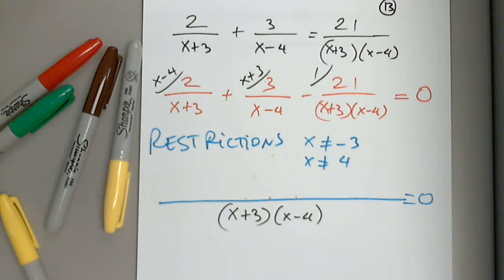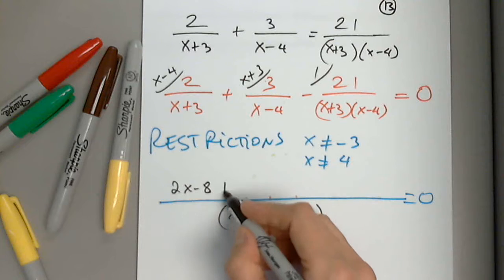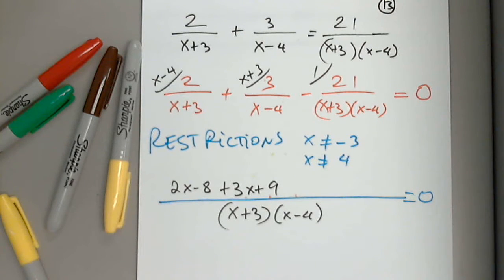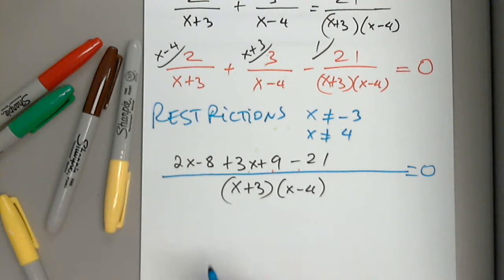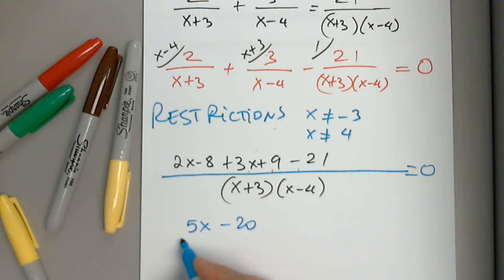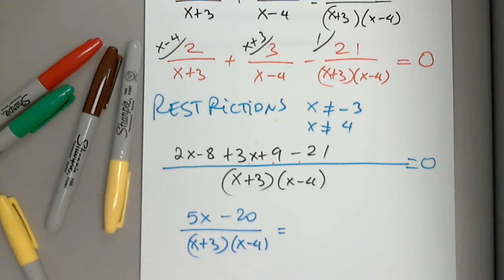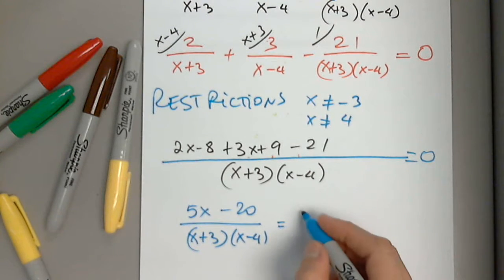Now please give me the numerator. 2x minus 8, perfect, plus 3x plus 9, perfect, minus 21, awesome. Do we agree with this? Everyone? Good. So please combine like terms and tell me what to write. 5x minus 20 divided by x plus 3 times x minus 4 equals, again, if you're using my method, what do I have to write? 0 over 1.